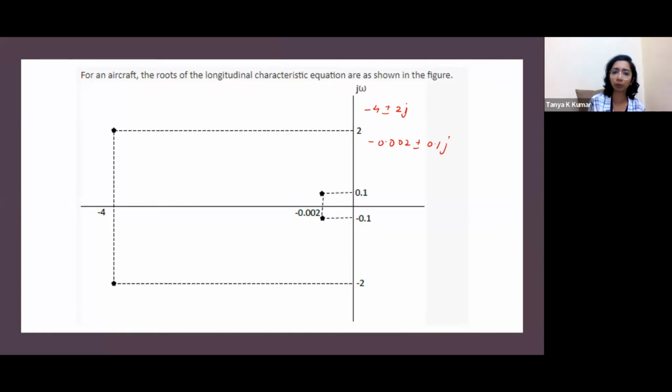So in this case, which would be the short period mode? Which would be the long period mode? Which roots would indicate short period? Which roots would indicate long period? Can someone tell me? I just told you the larger magnitude would be larger magnitude would be. So which one is the short period mode?